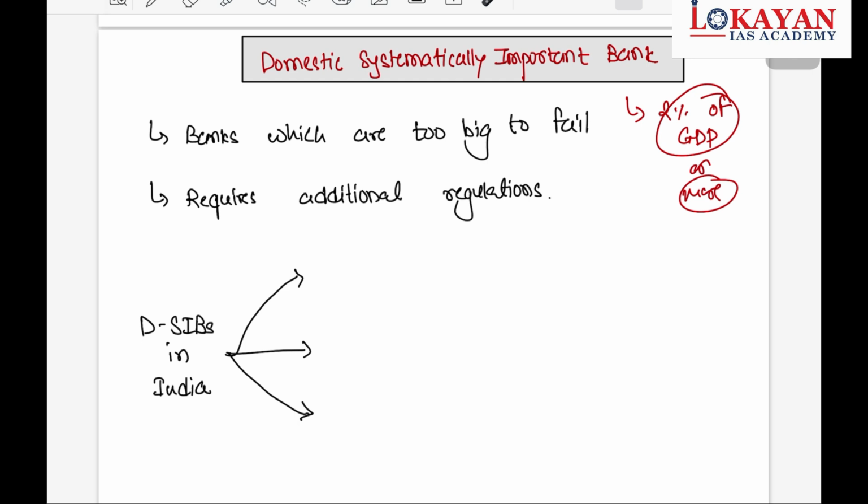So what is that ratio? I don't think it is important to know in such minute detail, but if you want, then you can go through it. Just remember, these banks are too big to fail and require additional regulation, and 2% of GDP or more. Now what is important is, remember the bank names which are DSIBs in India.